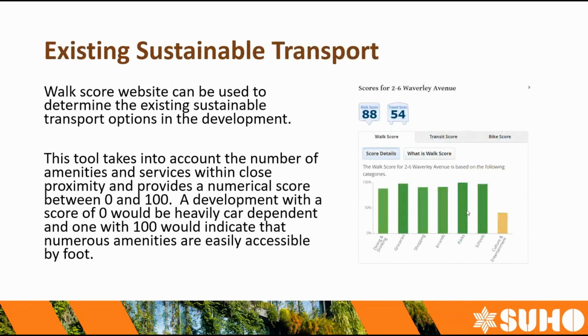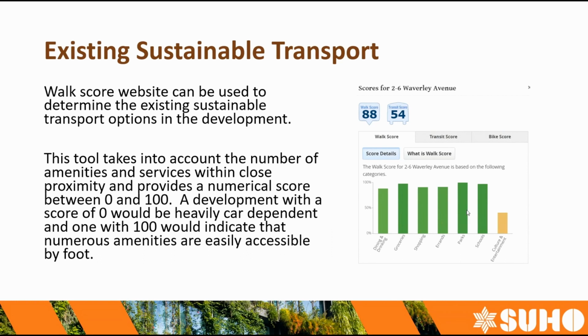Then we have existing sustainable transport. The Walk Score website can be used to determine the existing sustainable transport options in the development. This tool takes into account the number of amenities and services within close proximity and provides a numerical score between 0 and 100. A development with a score of 0 would be heavily car dependent, and one with 100 would indicate that numerous amenities are easily accessible by foot.